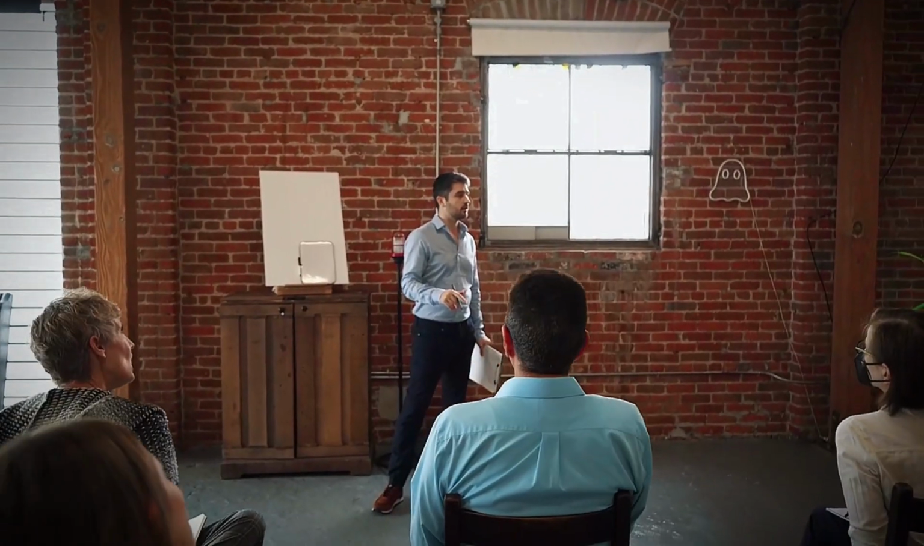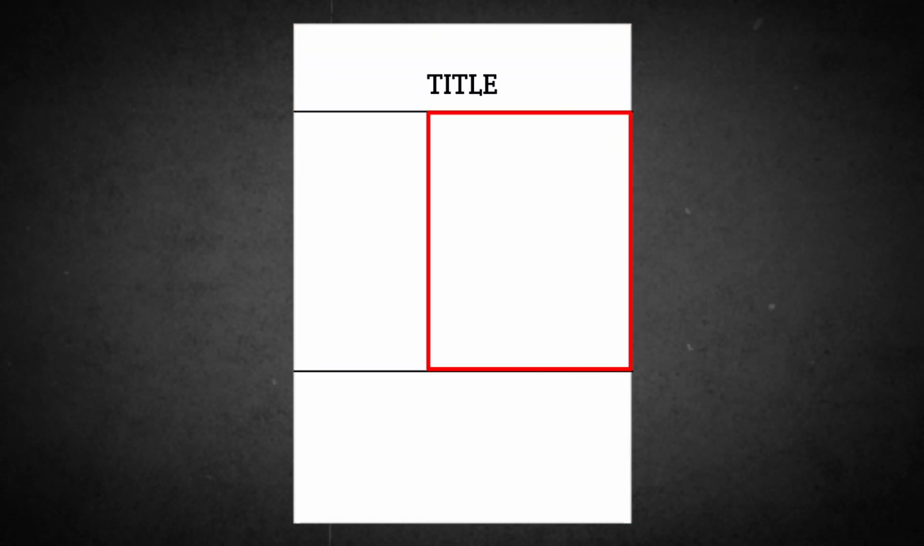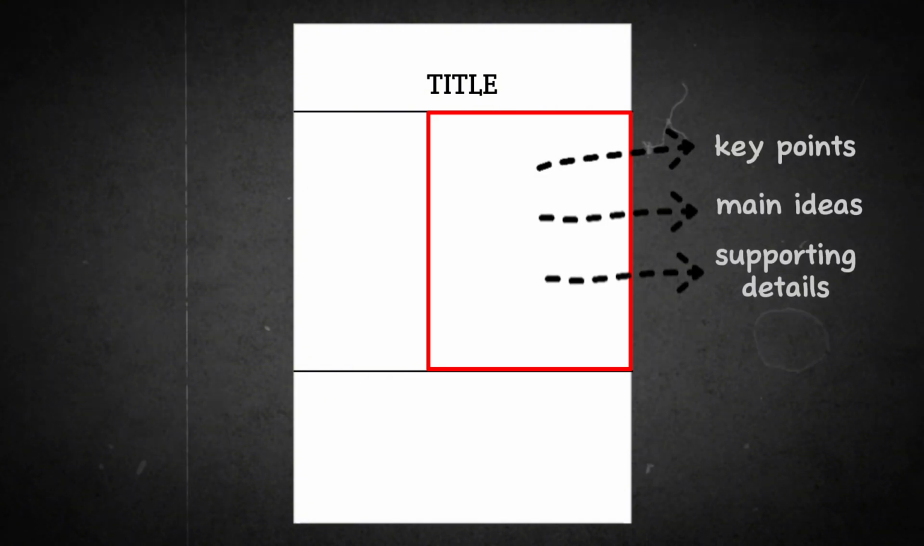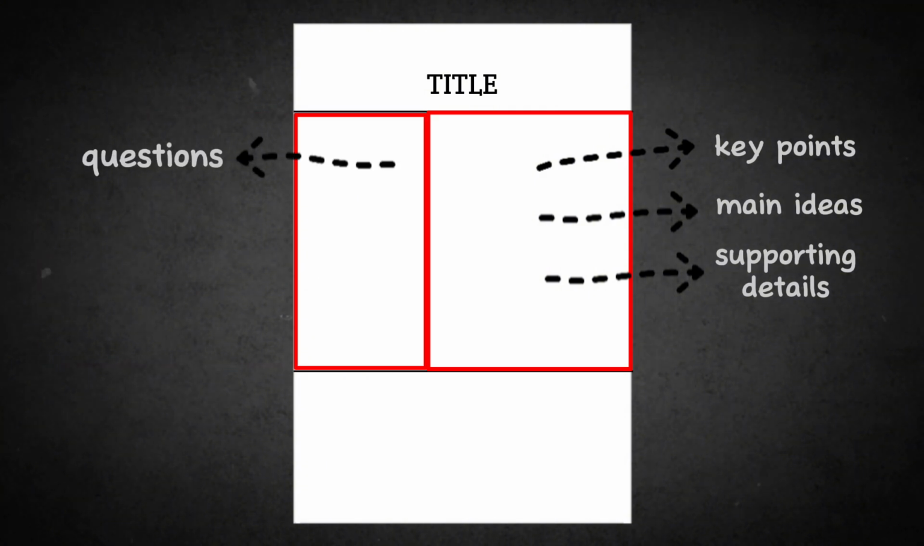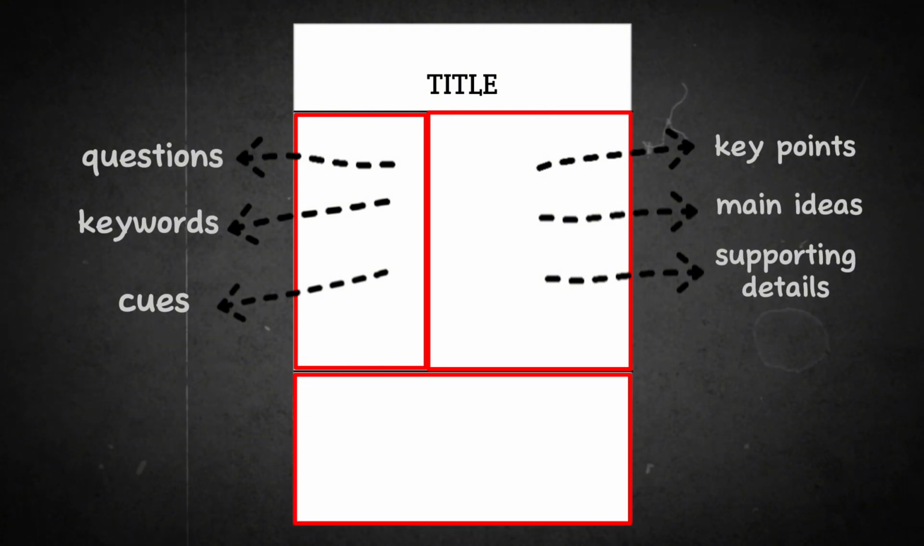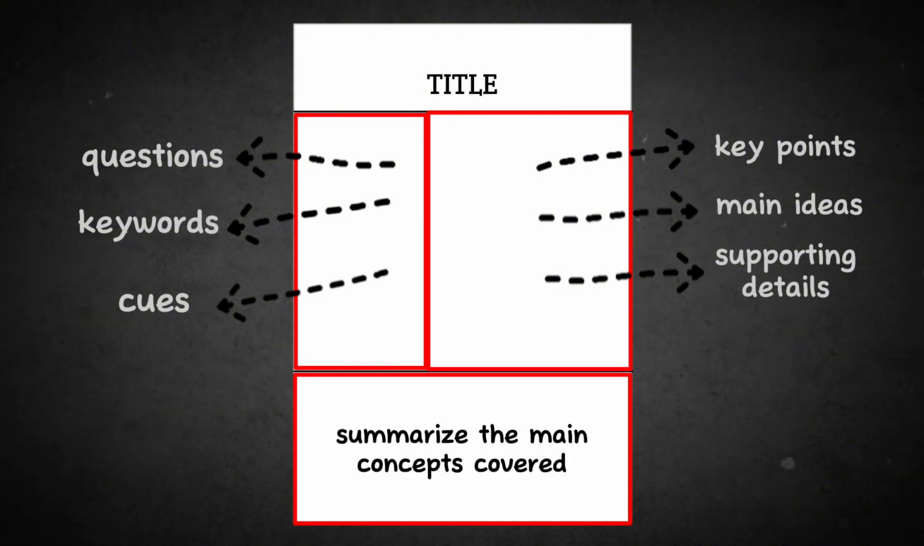During a lecture or while reading, take notes in the right-hand section, focusing on key points, main ideas, and supporting details. Afterward, use the left-hand column to jot down questions, keywords, or cues that will help you review and recall the information later. Finally, use the bottom section to summarize the main concepts covered.